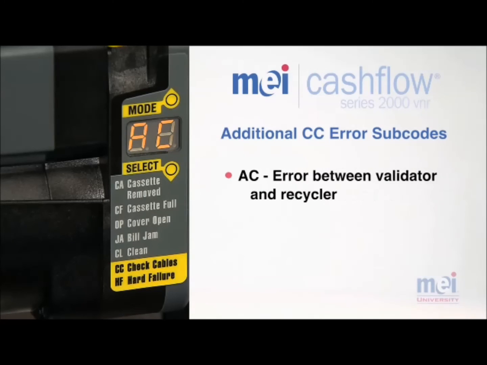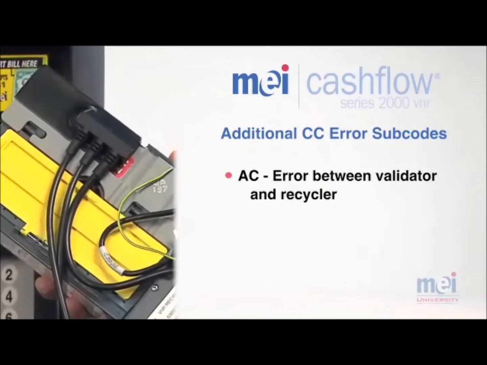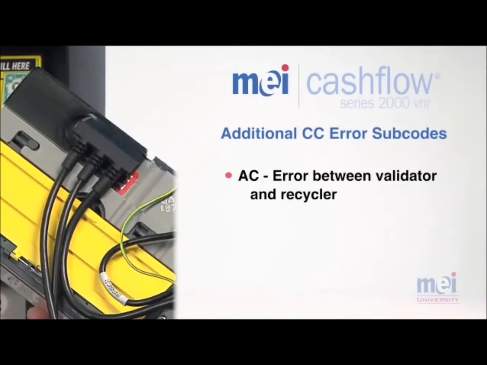AC. This denotes that there is a communication error between the bill validator and the recycler. The large 3-wire connector on the side of the recycler may not be connected completely, or there could be bent pins under the connector. Inspect the pins and reattach the cable.